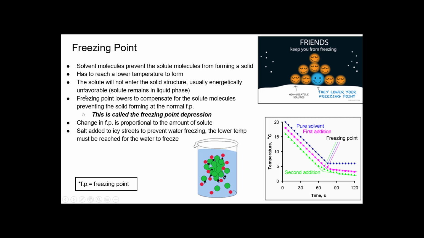This all has to do with attractions and energy in order for this to happen. Freezing point lowers to compensate for the solute molecules, preventing the solid from forming at normal. FP is freezing point. This is called the freezing point depression. Change in freezing point is proportional to the amount of solute, and that's what you can see here, which I'll go over. Salt added to icy streets to prevent water freezing. The lower temperature must be reached for the water to freeze.